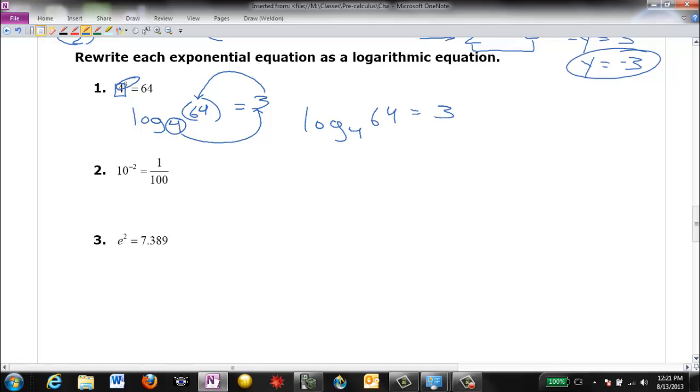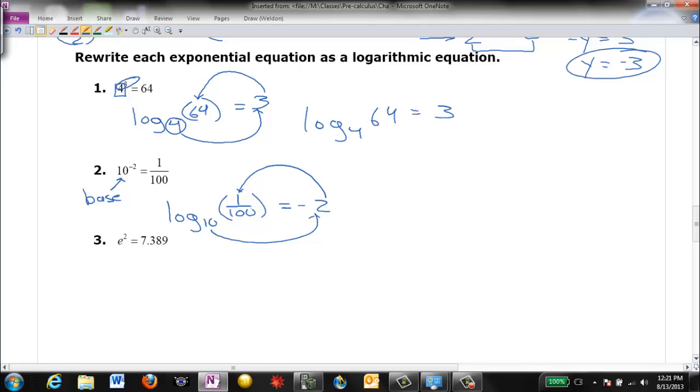Okay, so here we go. Here we've got a base of 10, right? So this is our base. We have a base of 10. So I'm going to have log base 10 of something equals something, right? So this 10 is being raised to the negative second power. And so we have 10 raised to the negative second equals 1 over 100.